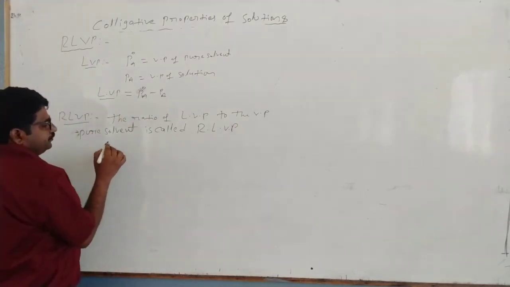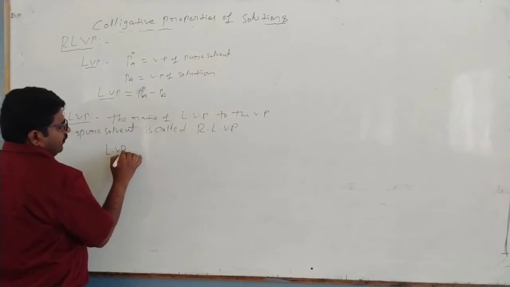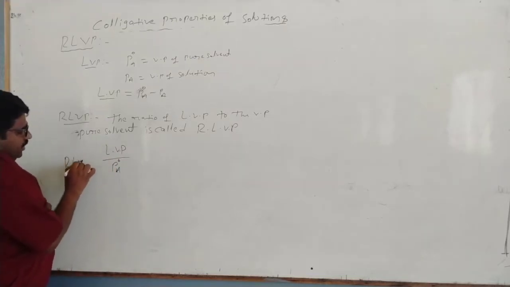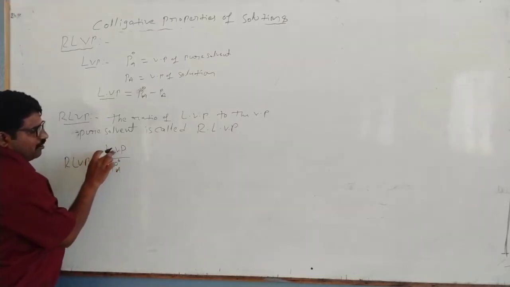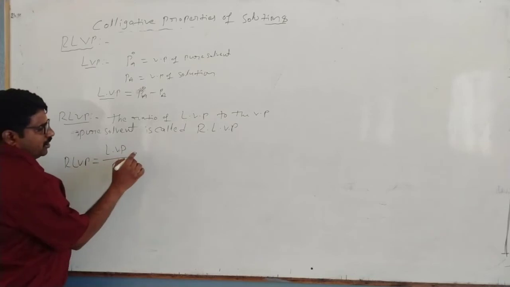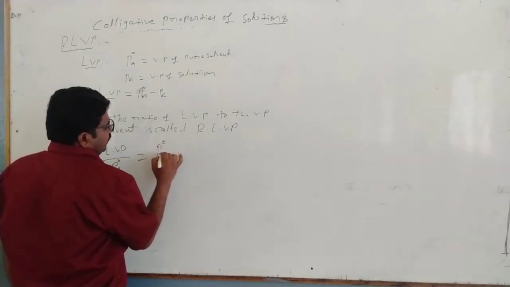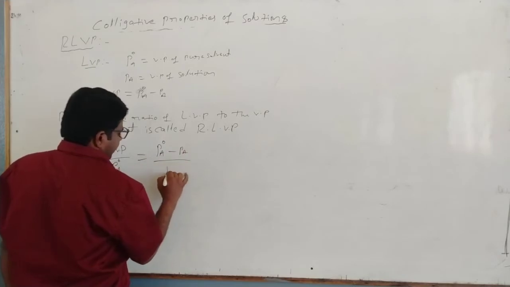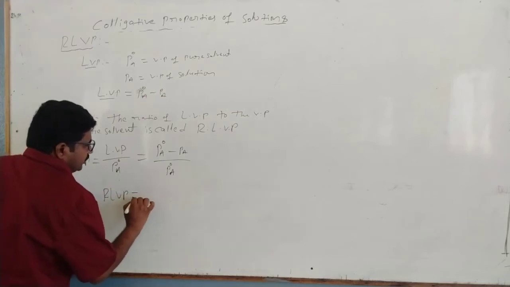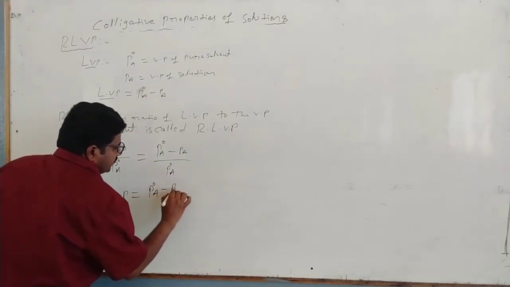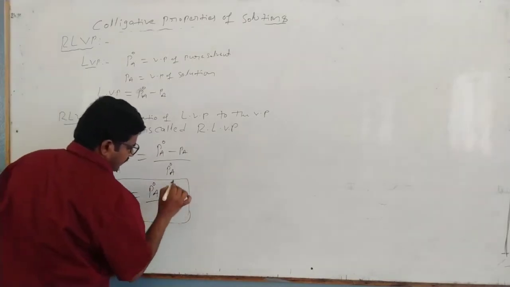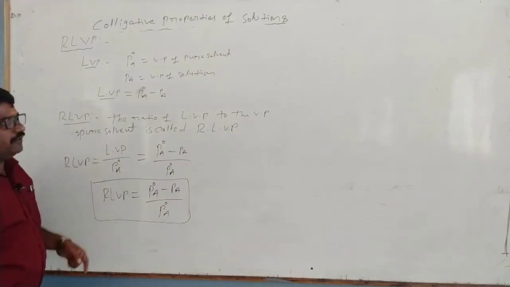Now we can write it as what? LVP by P naught A. So RLVP is equal to the ratio of lowering of vapor pressure to the vapor pressure of the pure solvent. Lowering of vapor pressure is what? That is P naught A minus PA. So RLVP is equal to P naught A minus PA by P naught A. So this is called relative lowering of vapor pressure.